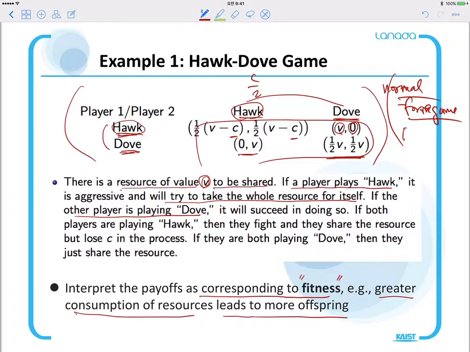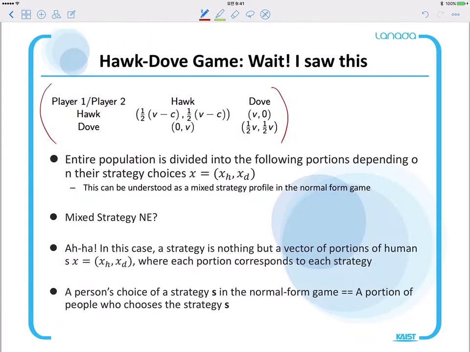And there are some issues of pure strategy, mixed strategy, everything that we can talk about as we learned in the second and third lecture. But we're going to provide a different interpretation of this game. So we will look at this game from the following perspective.